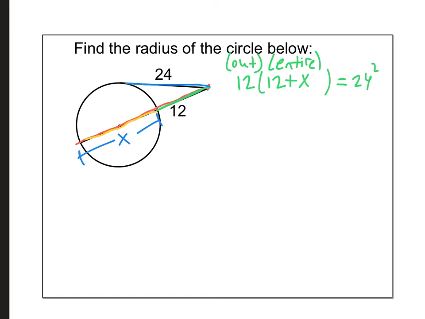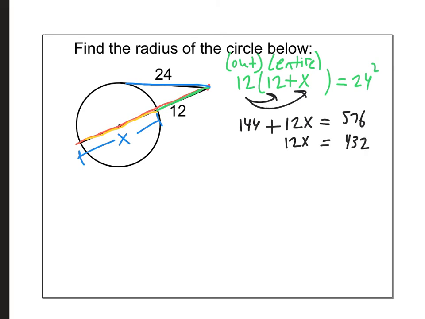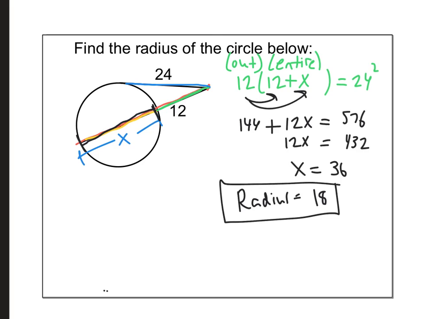Okay, so if we go through and do our algebra here, distribute the 12, we are going to get 144 plus 12x. 24 squared, you can check, is 576. Okay, we'll go ahead and subtract the 144 from both sides. So we get 12x equals 432. Okay, dividing both sides by 12, we will get x equals 36. Okay, x again is that entire inside piece, which is the diameter of the circle. So that means that the radius, which this question actually wants, is half of that, which would end up being 18 units.